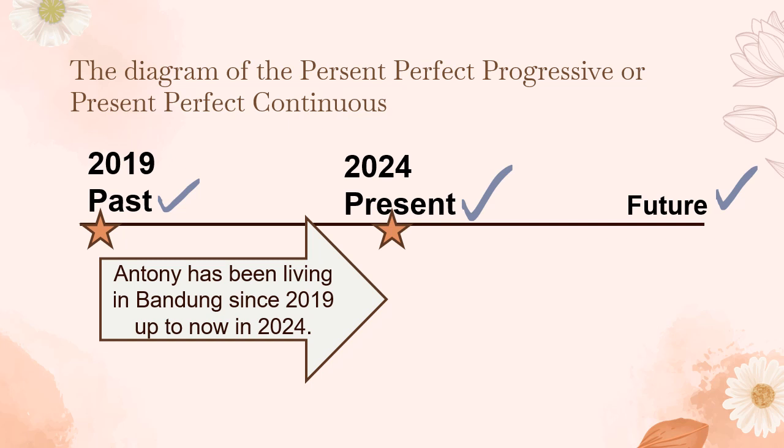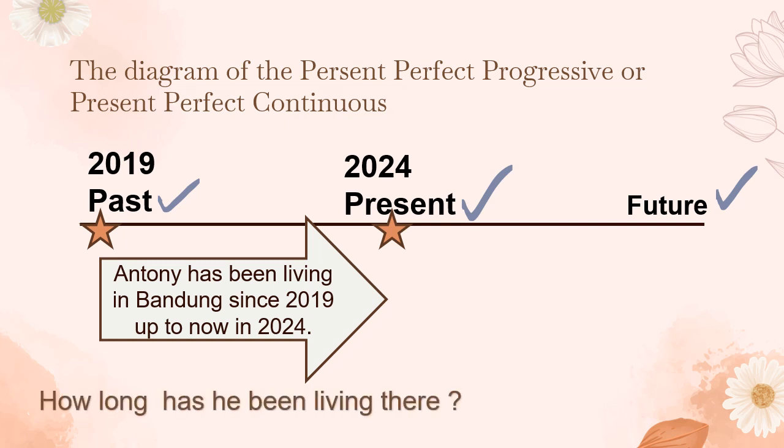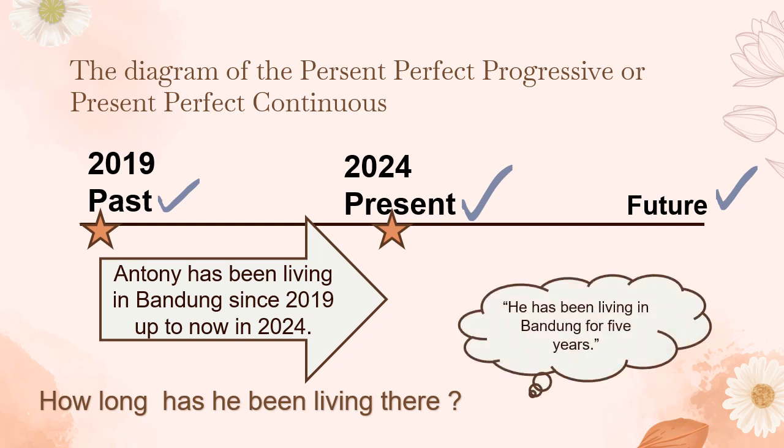For example, Anthony has been living in Bandung since 2019 up to now in 2024. How long has he been living there? He has been living in Bandung for 5 years.